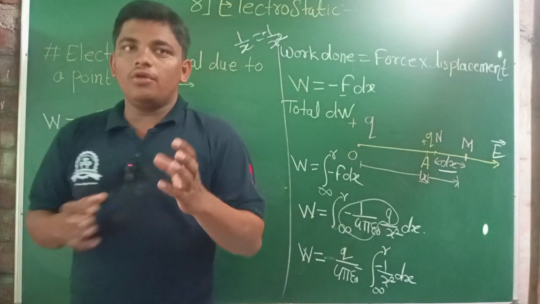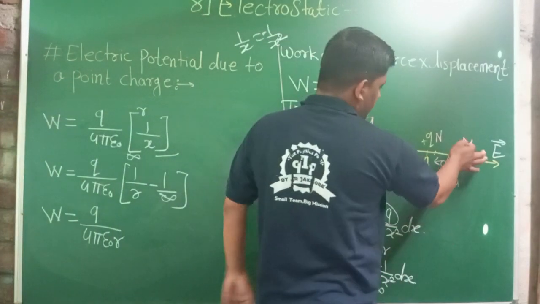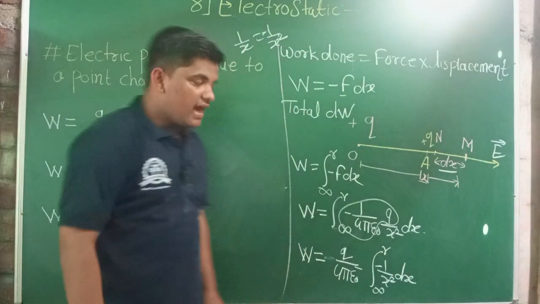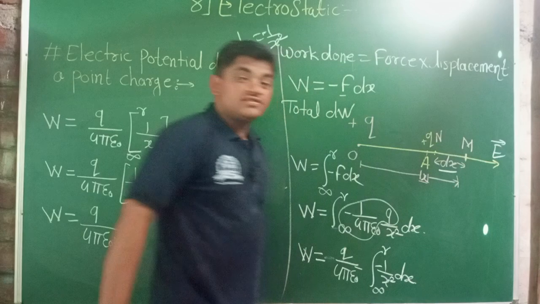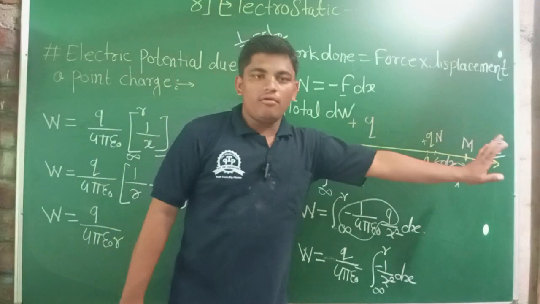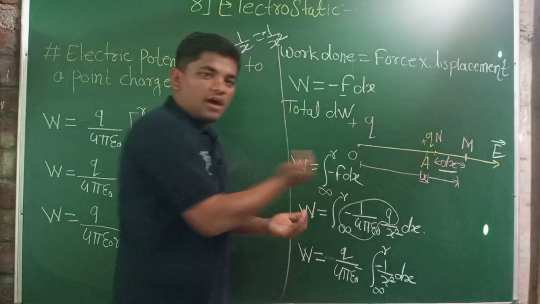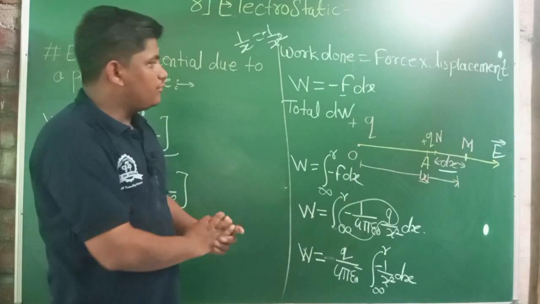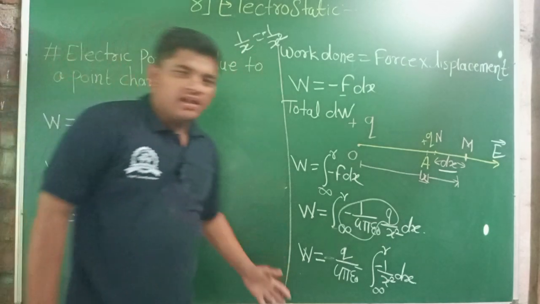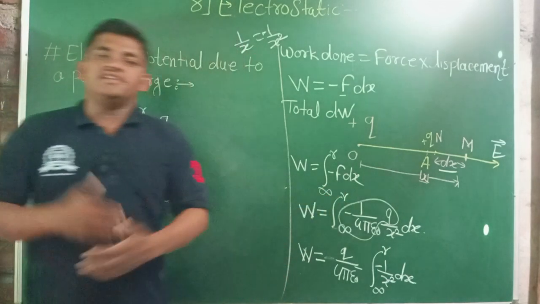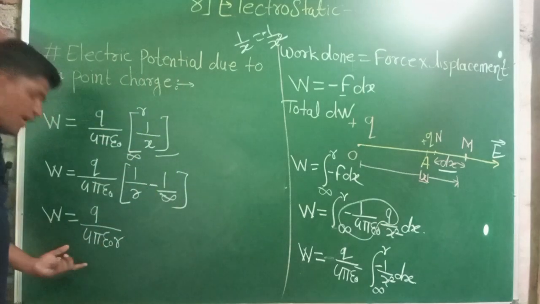Then work done is equal to minus F into dx, where dx is the smallest displacement of the charge moving from M to N. Why do we take the negative sign? Because the electrostatic force F is directed away from the point O, and the displacement of the charge is towards the point O. Due to this, we take a negative sign, and to find the total work done on the charge, we just integrate and find the final value.